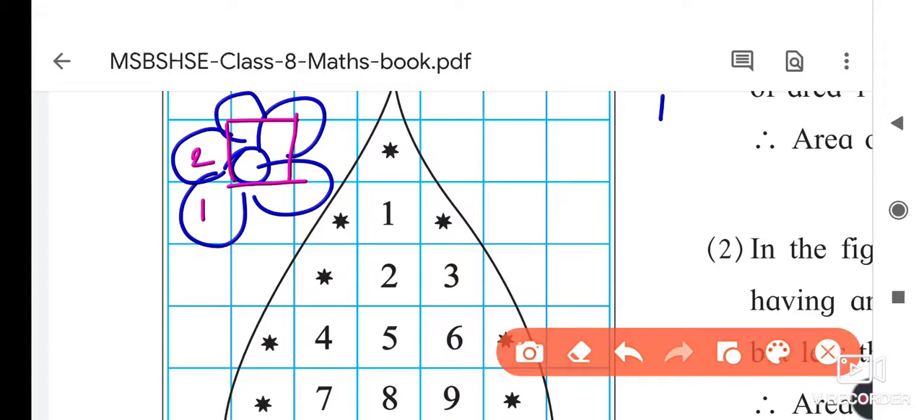1, 2 are more than half. Exactly half, how many are there here? No, 0. And less than half, how many are there? 1, 2, 3, 4, 5 and 6. So there are 6, but we have to calculate the halves, so those values we have to write here.